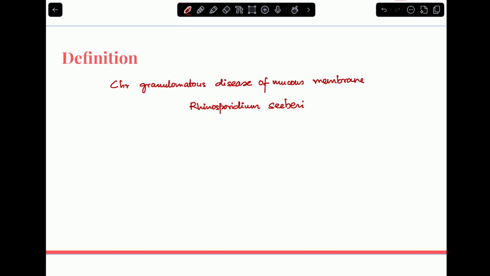This disease can not only be seen in the form of a benign disease, but there's also a version which is known as malignant rhinosporidiosis, which is basically when the disease becomes disseminated. So, the disseminated form of the disease with systemic involvement is known as malignant rhinosporidiosis.